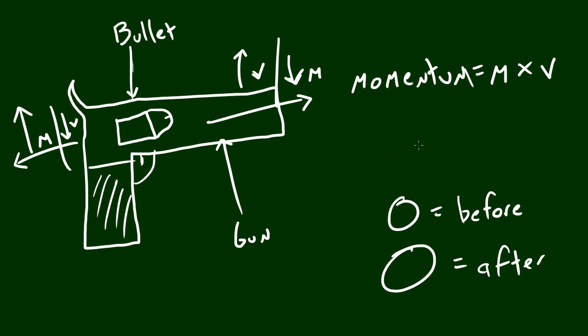So there is probably a more simple explanation using a gun and a bullet because you probably are going to fire a gun more often than you're going to tie two carts together with a spring and a rope and cut them. So hopefully you guys understand about the conservation of momentum now.